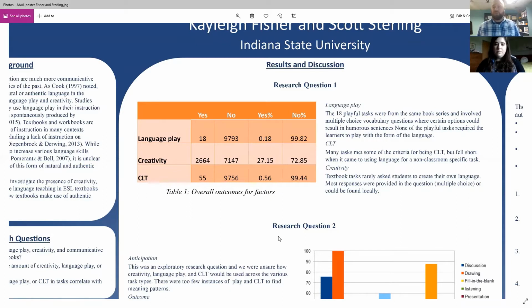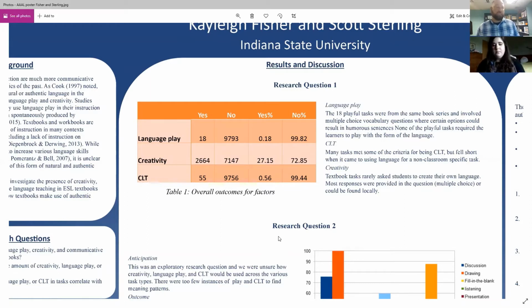However, one might make the assumption that a textbook focused on reading and writing would have a lot of creativity included, right? That students would be asked a lot to write ideas out and to create new things. And again, it was in the middle ground, right?